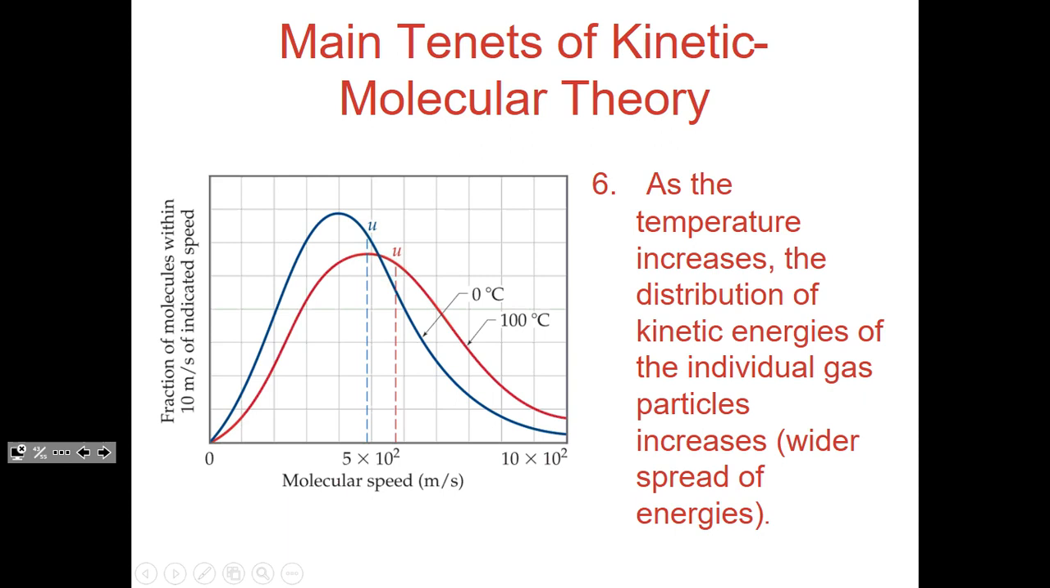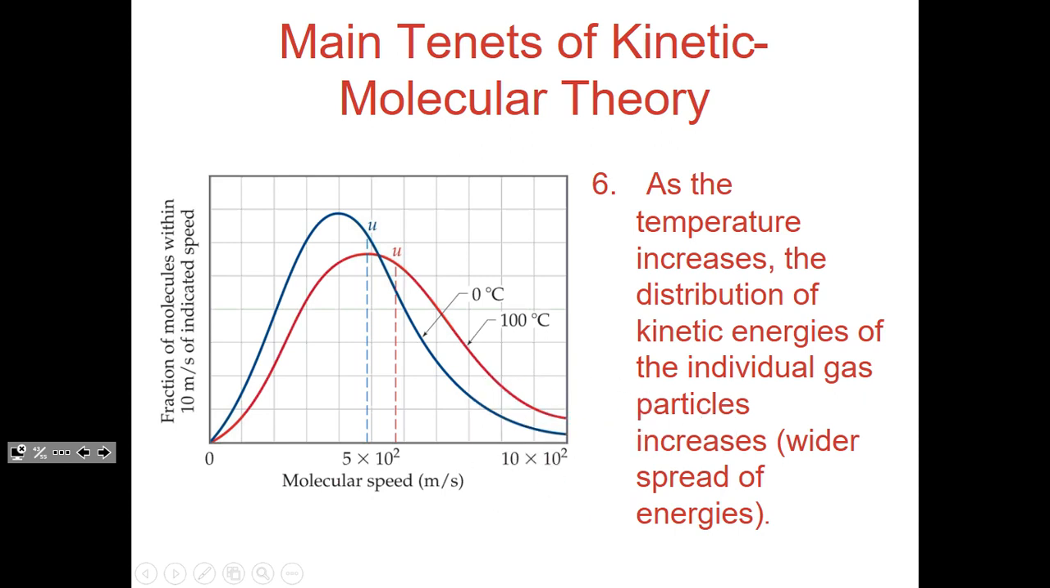individual gas particles increases. In other words, notice there's a wider spread from low to high when we increase the temperature. So while we have a few less slower moving particles, if you extend this graph out, you're basically seeing that when we increase the temperature, we've got a wider spread of the particles. So we have particles at more kinetic energies when it's hotter than we have at colder temperatures.